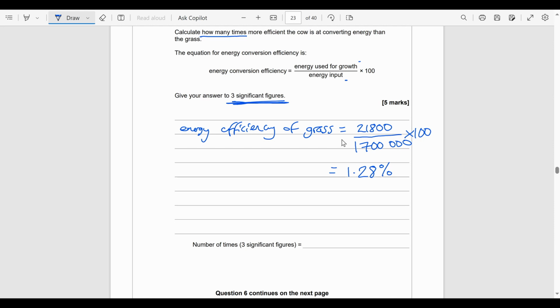So again, our efficiency for our cow is 4.098%. So all we're doing then is doing 4.098 divided by 1.28, and that will give us our answer for number of times. And our value that we get is 3.19921875. So putting that to 3 significant figures, that would be 3.20.